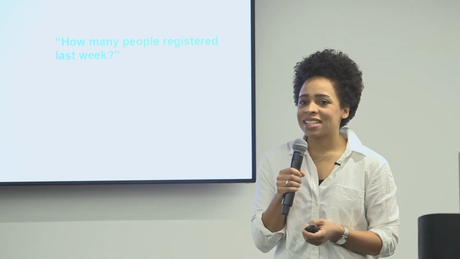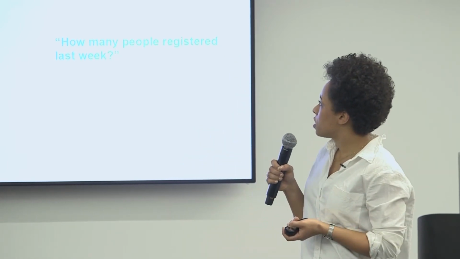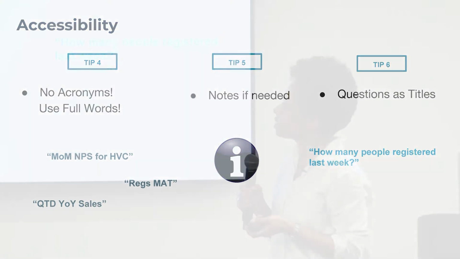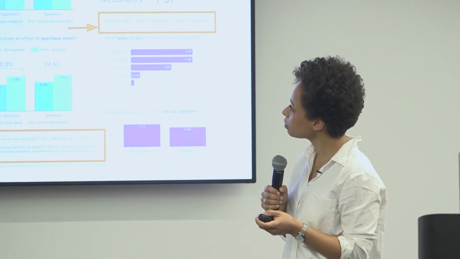And the final one, so again, it's just a tip, maybe not for everyone, but to use questions as titles. So for example, instead of writing number of registrations per week, it might be how many people registered last week as the title of your chart. And this is because people are coming to dashboards to answer questions. So it helps them understand what they should be learning from that visualization.